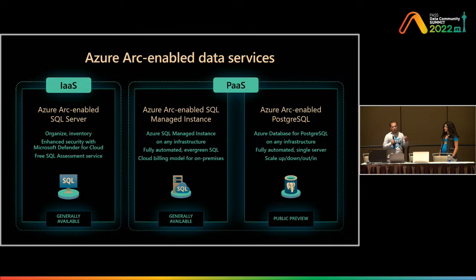So we have two solutions for Arc-enabled data services, as we call it. One, which is IaaS. So if you have a SQL Server or you're using SQL Server 2022, you can organize inventory, get patches, updates, use Defender, and start connecting your database to the cloud. Now, if you're going to a full cloud native model, then I have a customer, which is a manufacturing customer, and they are going full cloud native using containers, using microservices, Kubernetes. For them, we have Arc-enabled SQL managed instance, and then also Postgres.